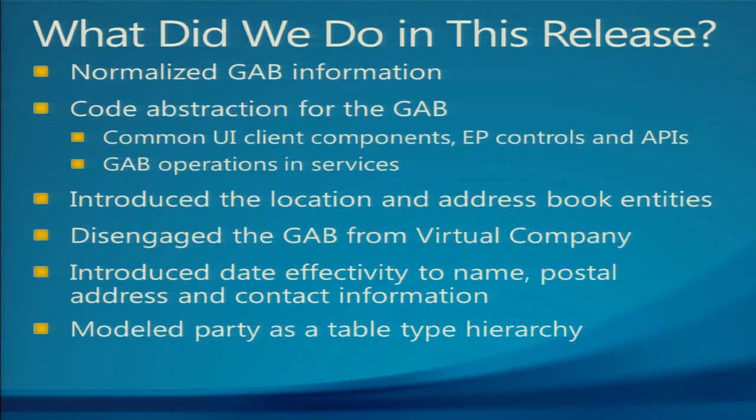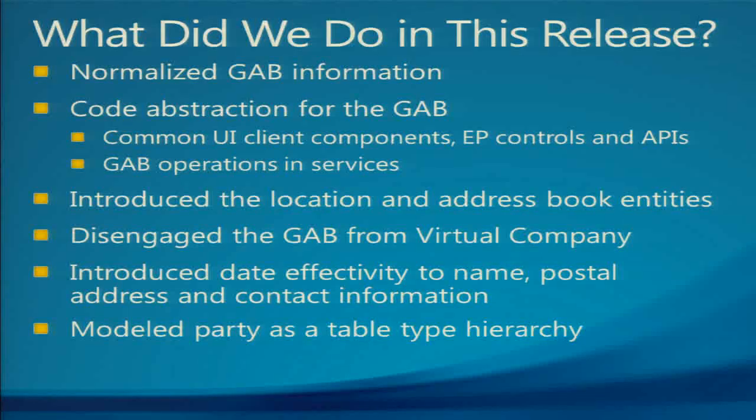What did we do in this release? So we normalized the GAB into shared tables. We provided code abstractions for the GAB by providing common UI components, EP controls, and shared APIs. And we've also done some level of abstraction in the service area for GAB-related services. We introduced the location entity and an address book entity.